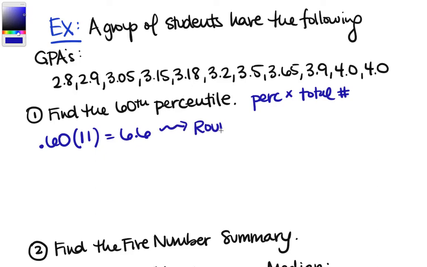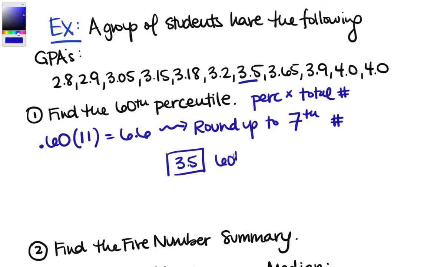So if there's a decimal, we always round up. And in this case, we round up to 7. So it's the 7th number in our list, 1, 2, 3, 4, 5, 6, 7, and it is 3.5. That is our 60th percentile.